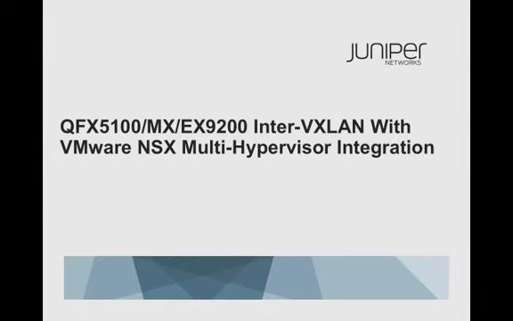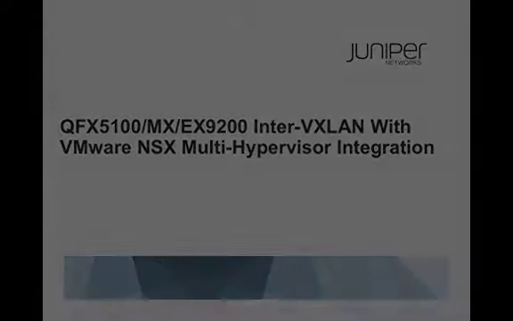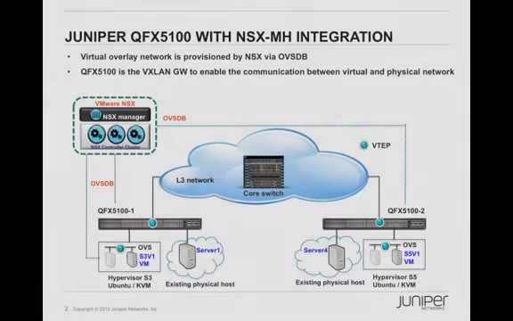In the previous session, I already gave a brief overview of NSX and demonstrated how the Juniper QFX5100 works with NSX as a VXLAN Layer 2 gateway. Today, I will focus on the MX and EX9200 switches to demonstrate their Inter-VXLAN Layer 3 gateway function, enabling communication between virtual and physical without VXLAN or VLAN boundary. So let's look at the demo topology.